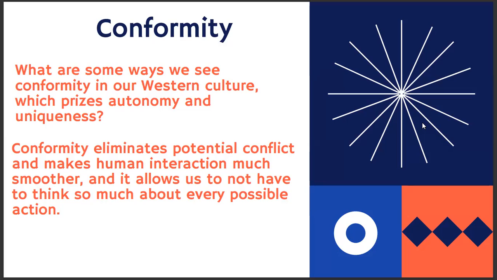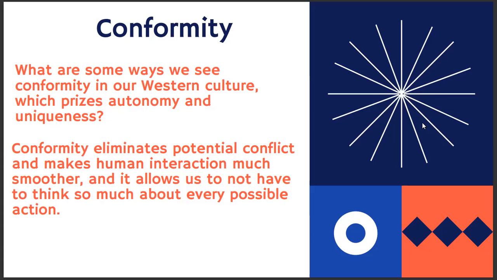Okay, so first we're going to break down conformity. So, what are some ways we see conformity in our Western culture, which prizes autonomy and uniqueness? In previous chapters, we've talked about how our culture, Westernized culture, independent cultures, prize autonomy and uniqueness. So, what are some ways that we conform, which is the opposite, which is adhering to what other people are doing? What are some ways we see conformity in our Western culture? I want you to think about that.